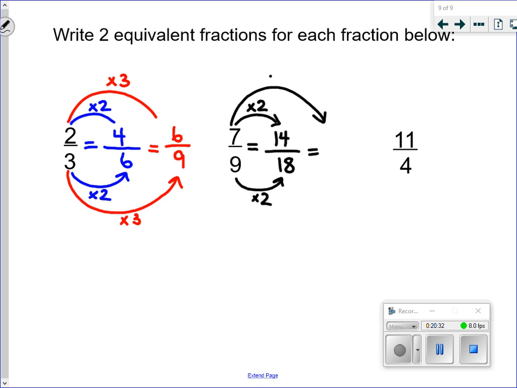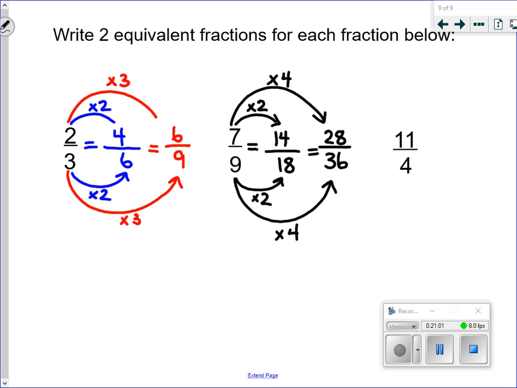Keep it simple. Let's times by 4 this time. Because it doesn't have to be 2 and 3. I'm just keeping small numbers. It's easier to multiply in my head. 7 times 4 on the top would give me a numerator of 28. Do the same on the bottom, times by 4. 9 times 4 is 36 on the bottom. So 14/18 is equivalent to 28/36, which is equivalent to 7 ninths.